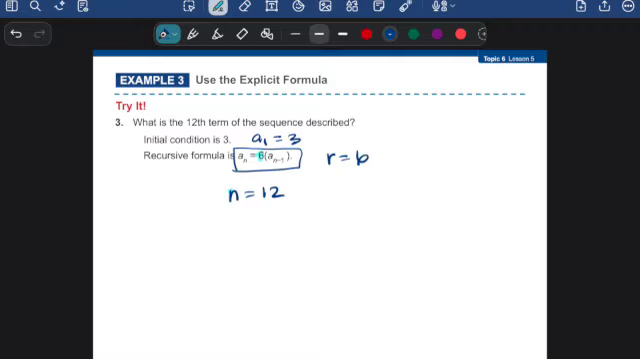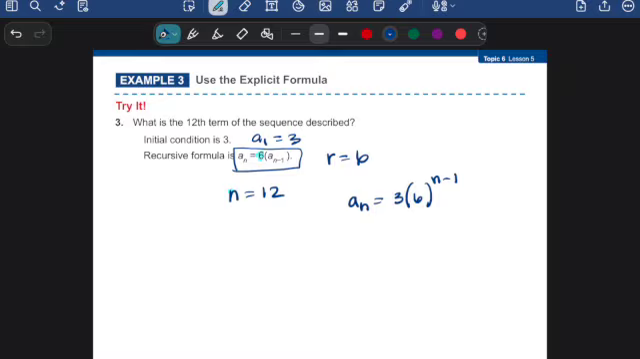Now we have all the pieces and the values that we need in order to write our explicit formula. So our explicit formula would be: any term equals the starting value, the first term, 3, times my common ratio, 6, to the n minus 1. Because again, I didn't multiply by 6 on the first term. I haven't done that yet. We don't apply the pattern until we go from the first term to the second term.